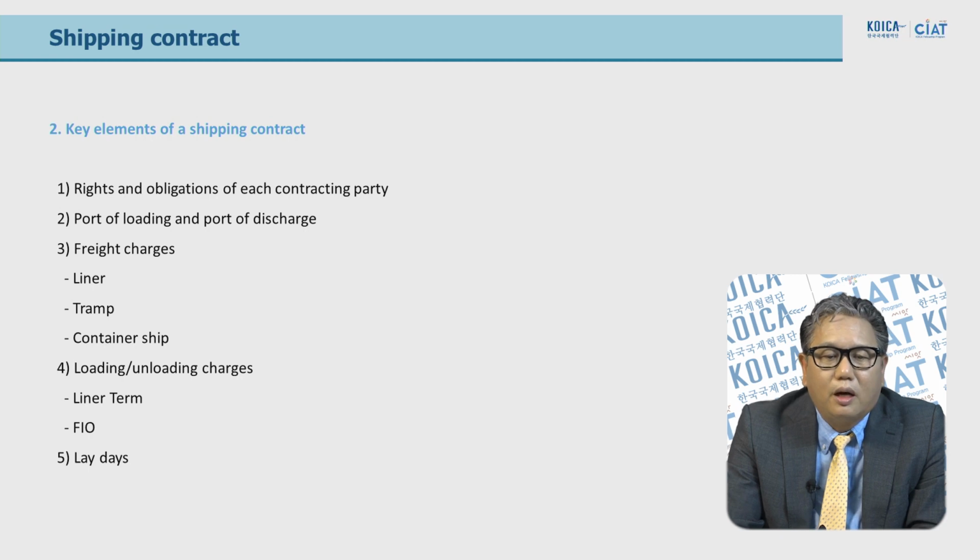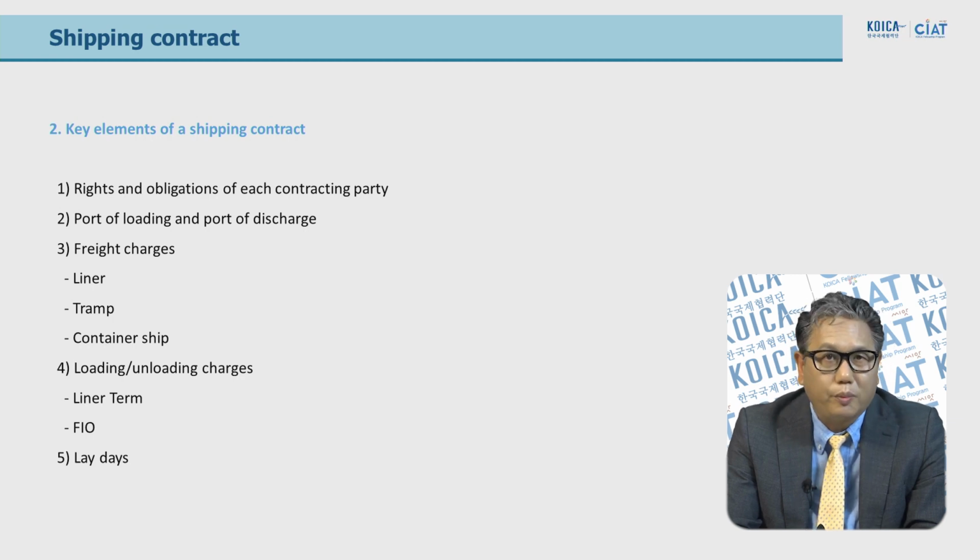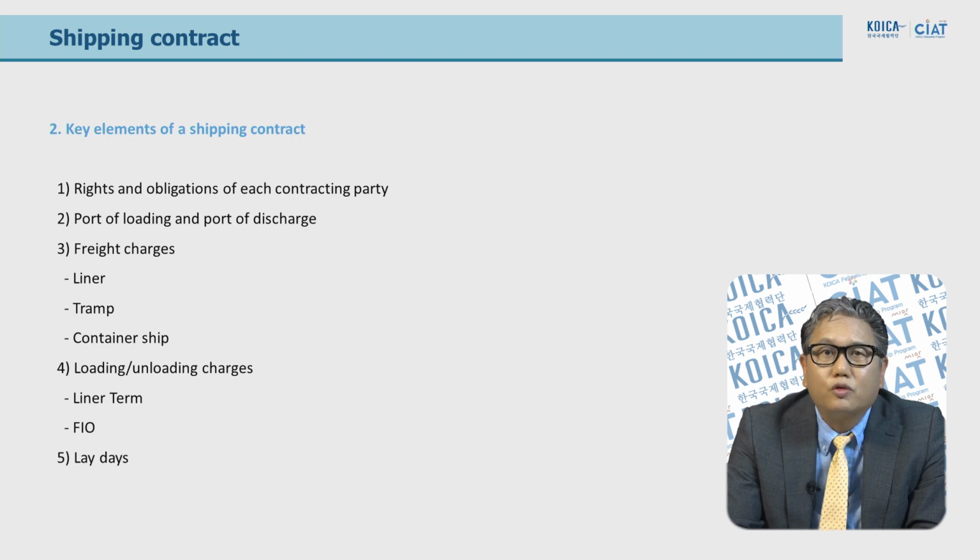Second is the key elements of a shipping contract. Now let's look at these key elements of a shipping contract. A shipping contract is between a carrier and the shipper, and it states the rights, duties and obligations of each party. Also, a bill of lading is issued as evidence of the shipping contract at the shipper's request, and this bill is issued by the carrier to the shipper.